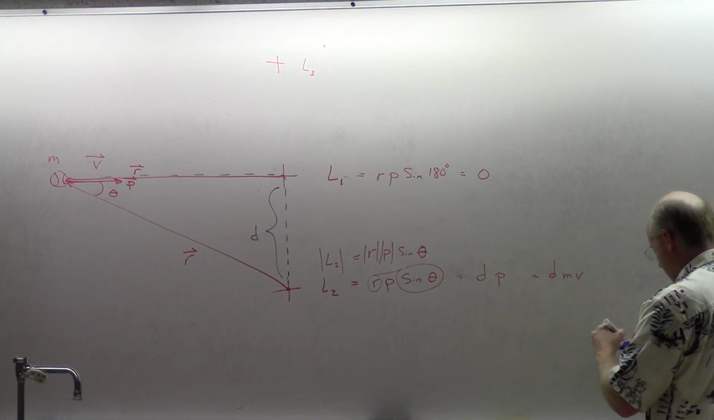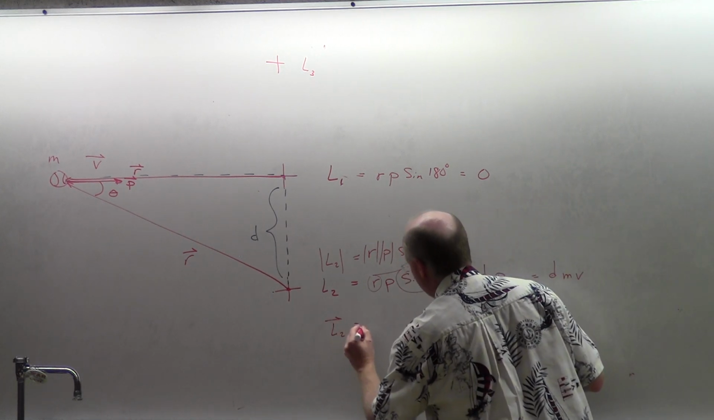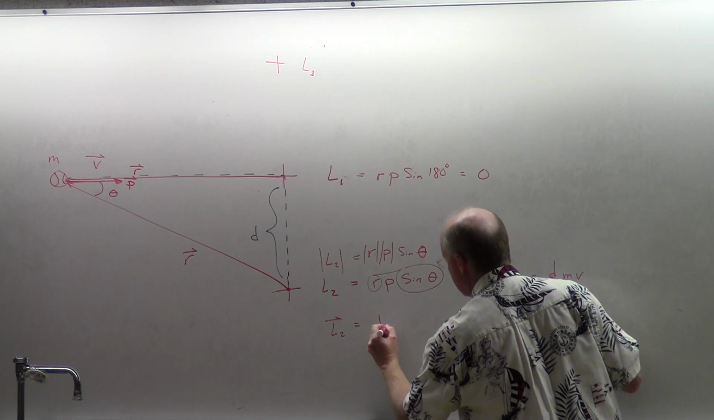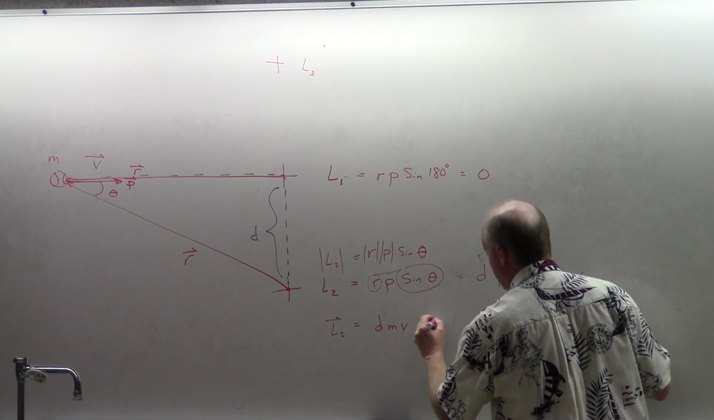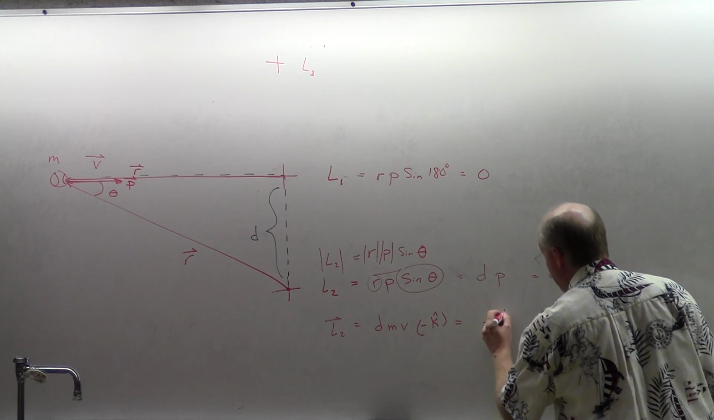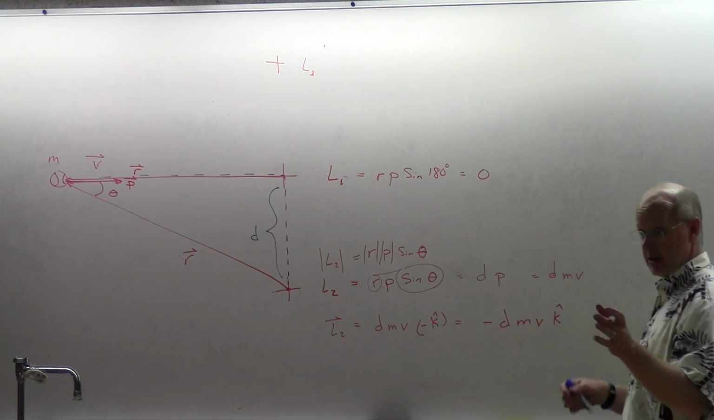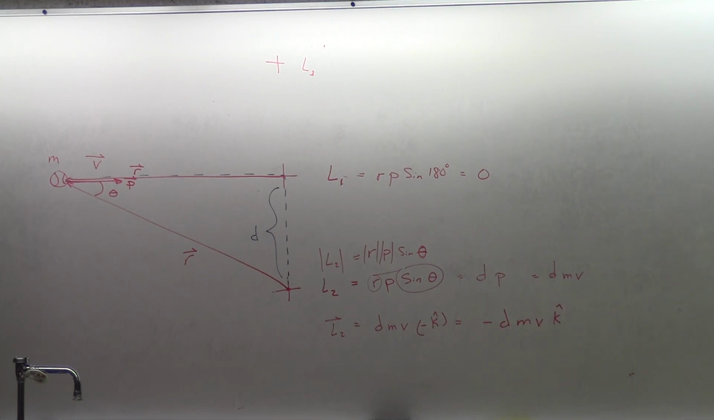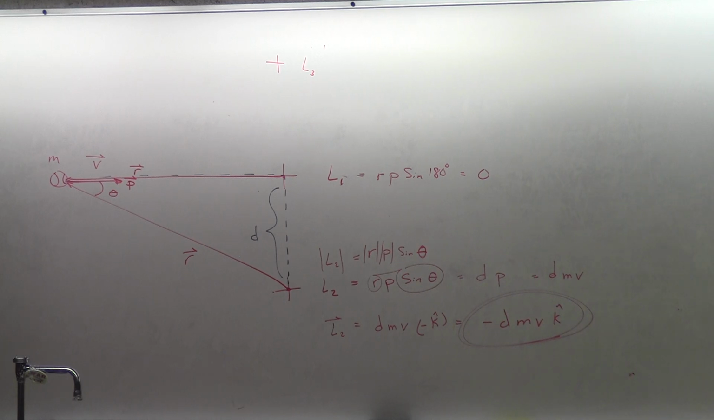So when I write it as a vector, angular momentum number 2 is d m v in the negative k hat direction. And if you want to put the negative first, then I get a negative, and it kind of looks like a negative d, but that's, like I said, not why I put the negative there. It's not that it's down, it's because it's the cross product. And so there's the angular momentum.